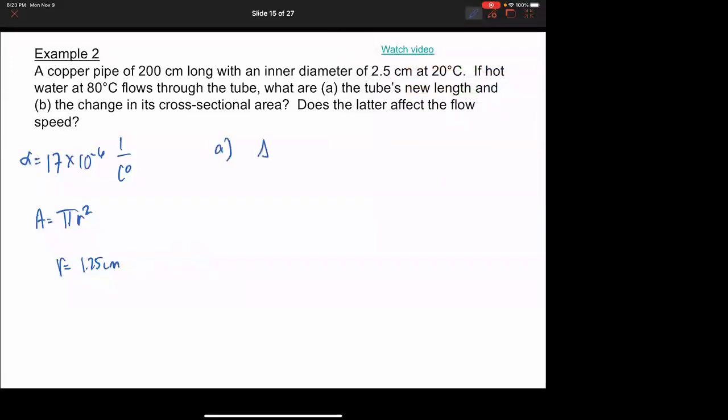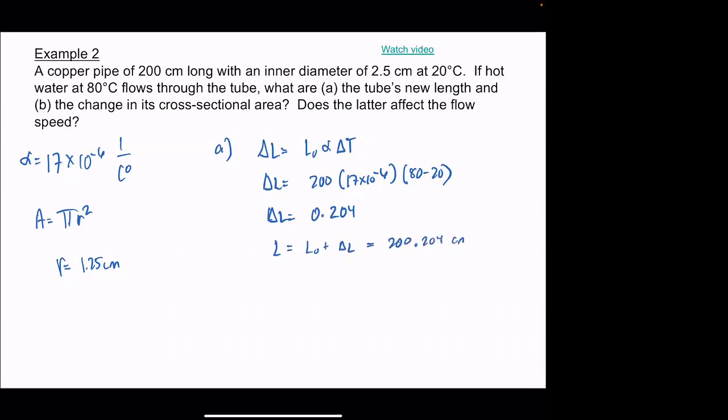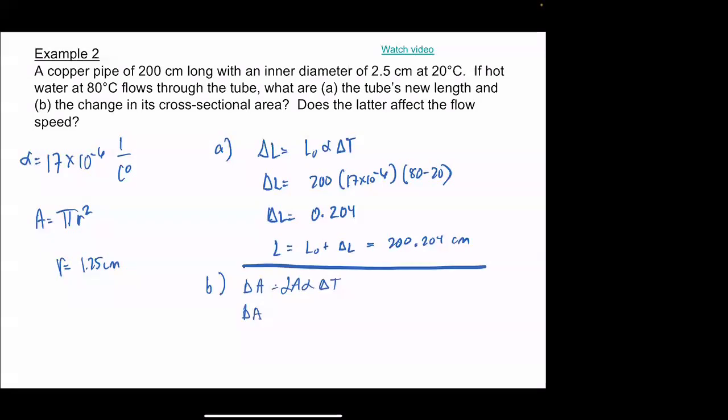So for part A, I got delta L is 0.204. So the new length is L naught plus delta L, 200.204 centimeters. And then B, delta A equals 2A alpha delta T. My 2's and my alphas look a little alike there, but you got to figure it out. Delta A equals 2 times pi times 1.25 squared times 17 times 10 to the minus 6 times 60.